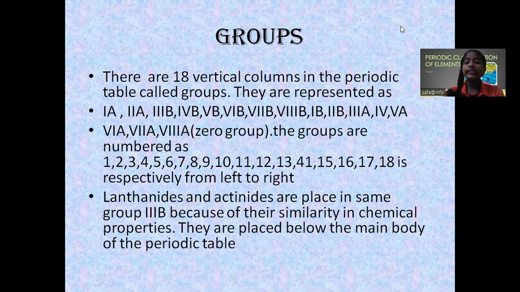Lanthanides and actinides are placed in group 3B because of their similarity in chemical properties. They are placed below the main body of the periodic table. So lanthanides and actinides are in the same group, that is the 3B group, because they have similar chemical properties, but they are placed below the main body of the periodic table.